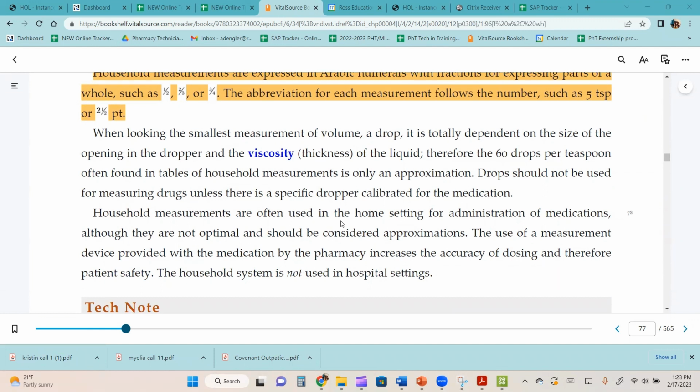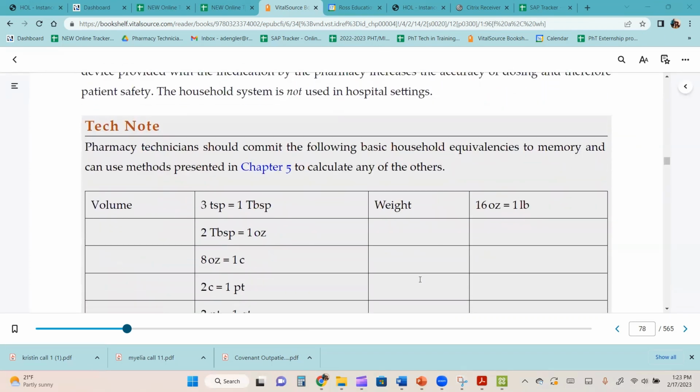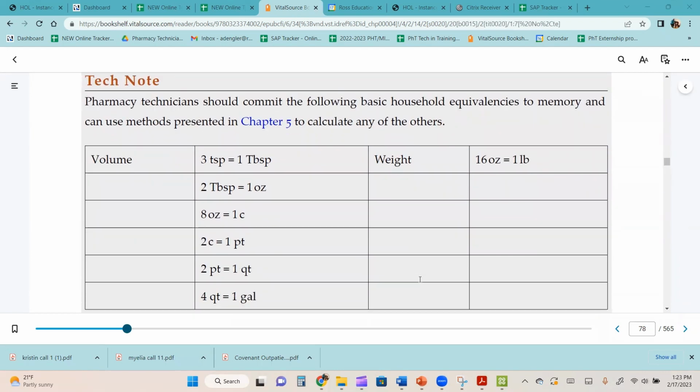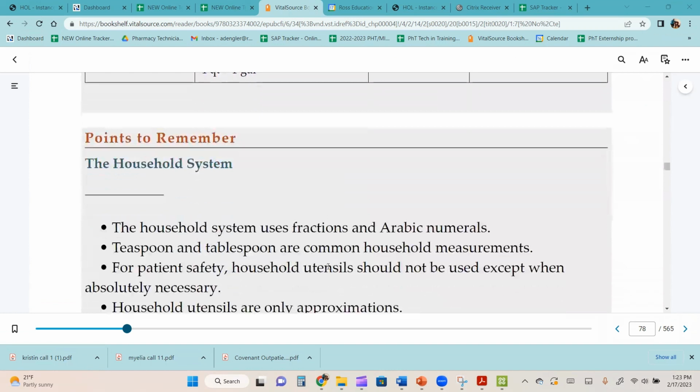Household systems are often used in the home setting for administration of medications, although they are not optimal and should be considered approximations. The use of a measurement device provided with a medication by the pharmacy increases the accuracy of dosing and therefore patient safety. The household system is not used in hospital settings. So this says here that you should commit these basic household equivalencies to memory. There's going to be a lot more besides these that I'll say you need to commit to memory, maybe even more important than some of these, but that is what the book recommends.